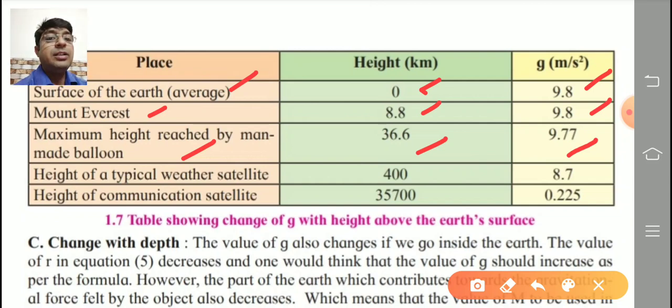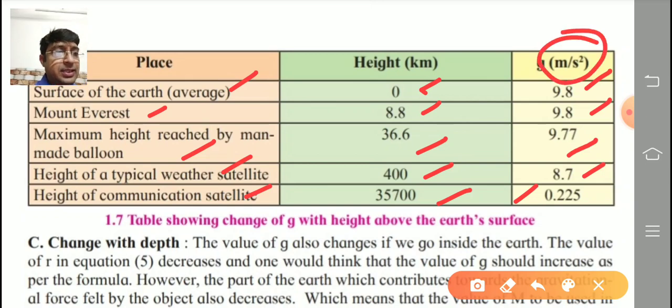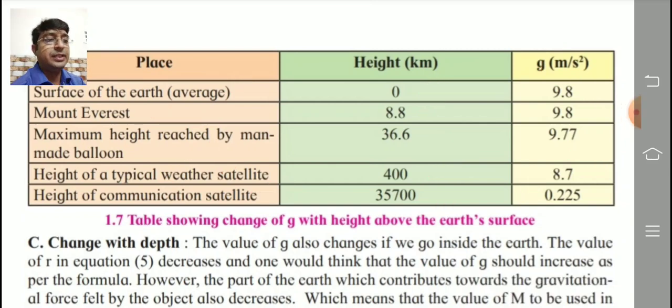Next one, height of a typical weather satellite, that is 400 kilometer from the earth's surface, value of g decreases. And height of a communication satellite from the earth's surface is 35,700 kilometer, value of small g is very less, 0.225 meter per second square. So what we learn? If height increases from the earth's surface, value of g decreases.